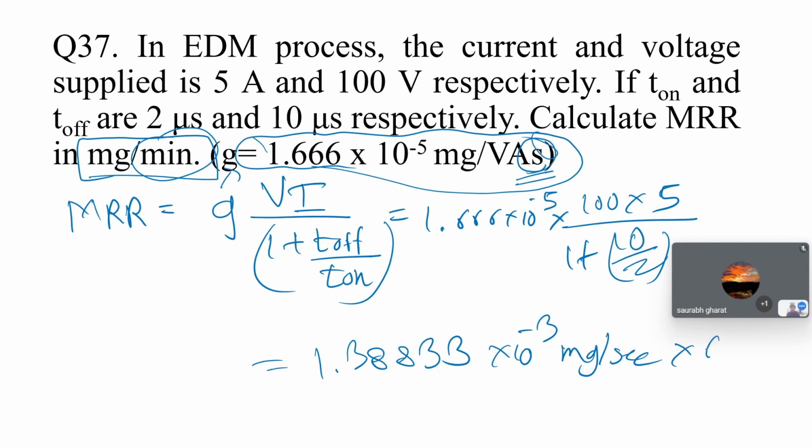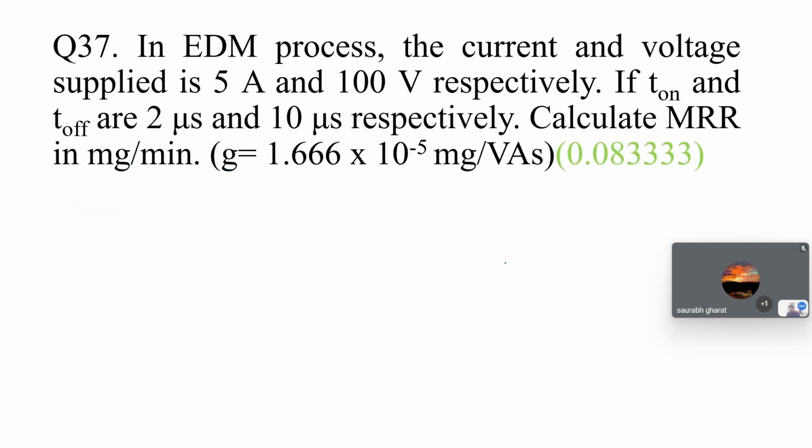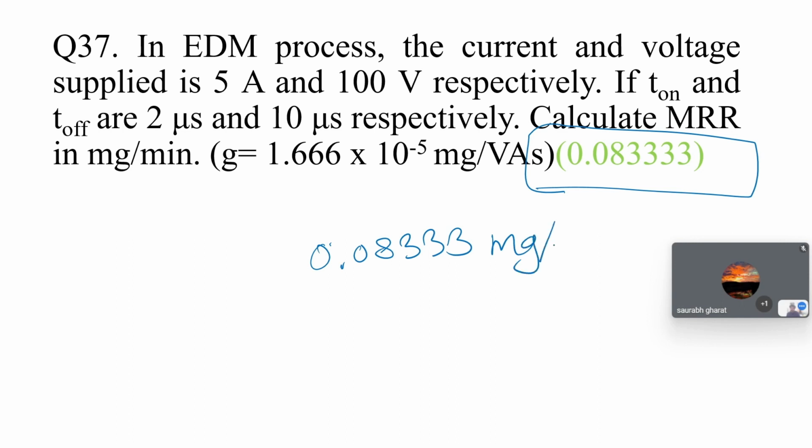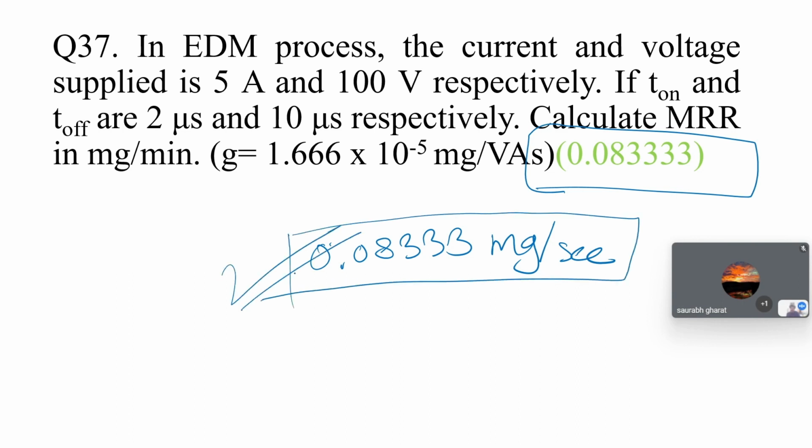Multiply this by 60. So you will get this answer, 0.08333 milligram per second. Just converting the 12 minute to second part, just multiplying by 60. So this will be your answer.